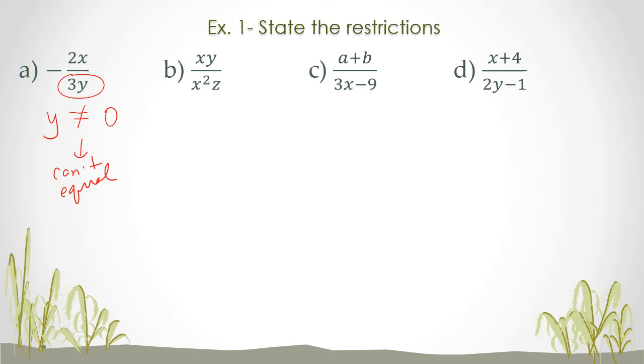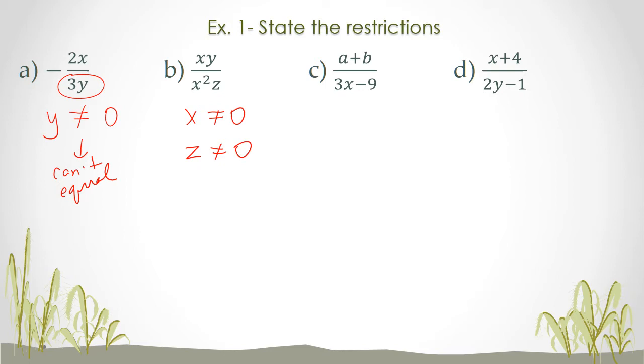B. Again, all we care about is the denominator. Don't even bother looking at the numerator. Now we have two variables. Something squared times another variable can't be 0. Well, if we're multiplying, that means either x could be 0 or z could be 0. And we don't want them to be that, so x cannot equal 0 and z cannot equal 0.